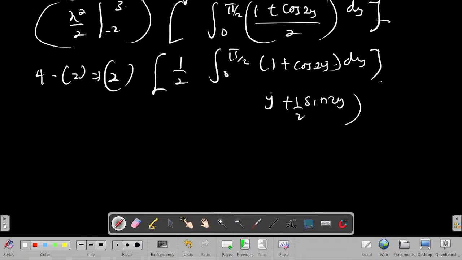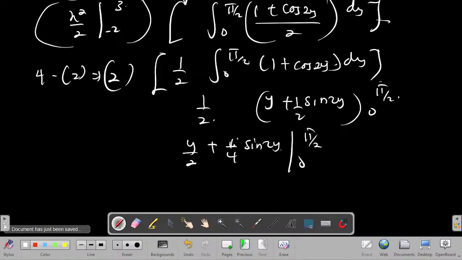Then I'll have this nicely done. Then I have my 0 towards pi on 2. Remember, we have 1 out of 2 here. It's not gone. So now you're going to have y out of 2 plus 1 out of 4 times the expression sine 2y from 0 to pi on 2, right? Multiplying our expression that we had here.